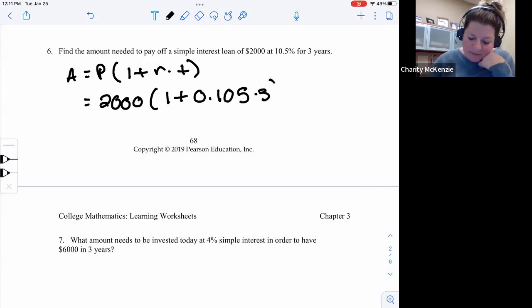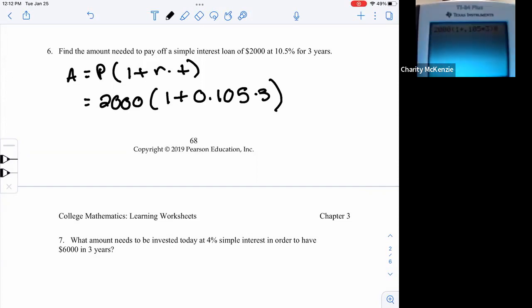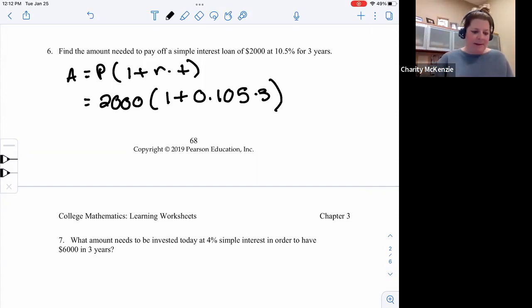Times the 3. Put it in just like you see it, with the parentheses, in your calculator. So 2,000 times parenthesis 1 plus 0.105 times 3. I put it in just like I see it. It's backward, I forgot my image is mirrored, but I get 2,630. This is our future value.